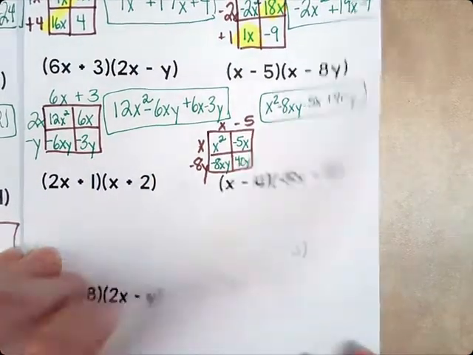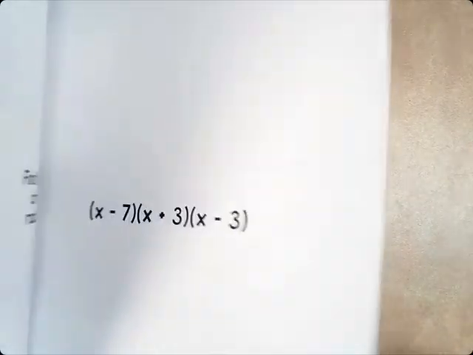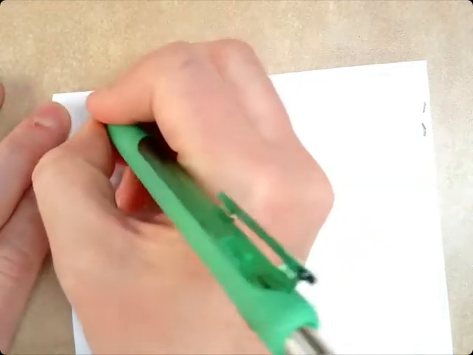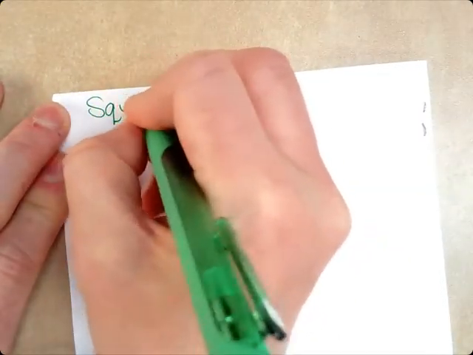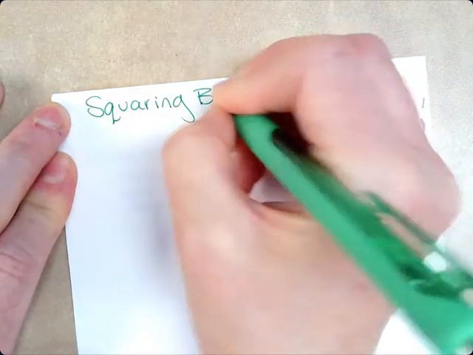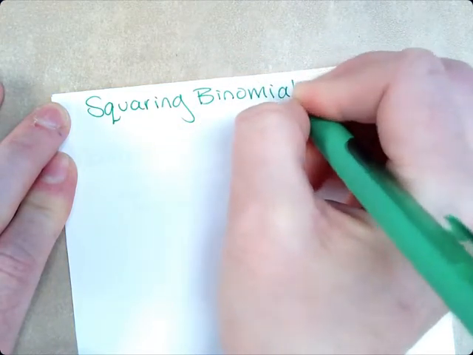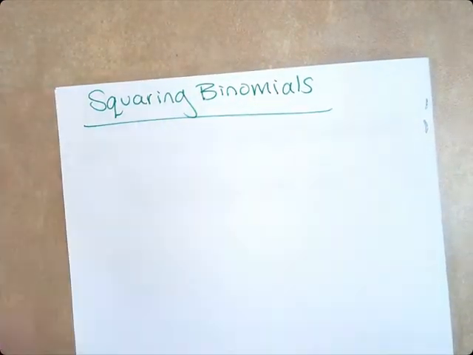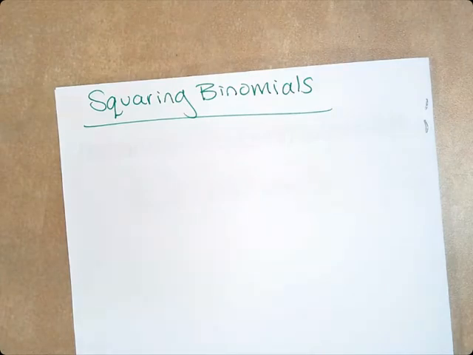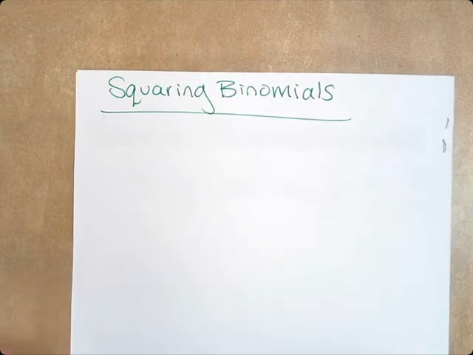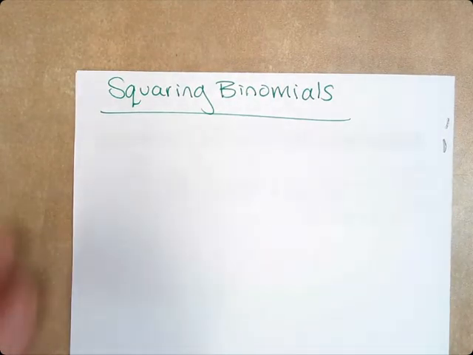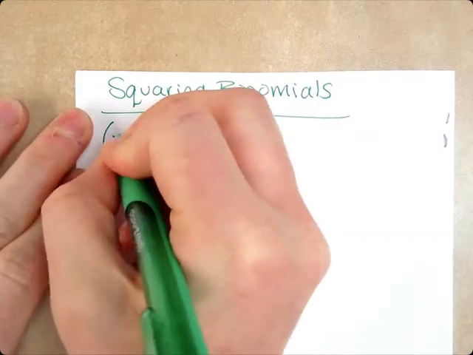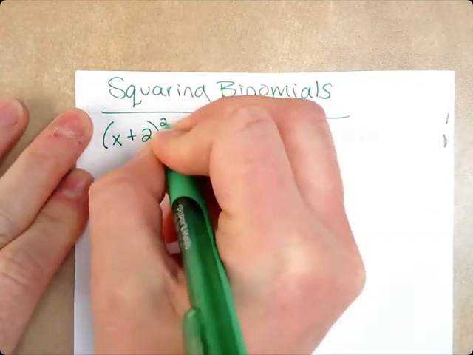All right, we are going to go to the back side, and we are going to just do squaring binomials. At the very back, where there's not any. We're going to do 2 examples here. So let's say we have x plus 2 squared.